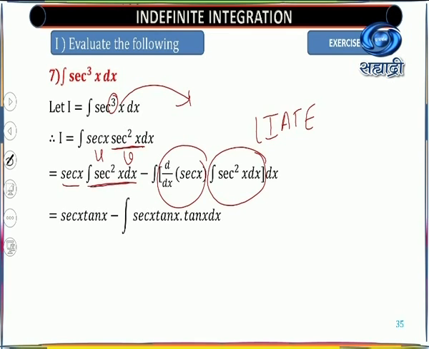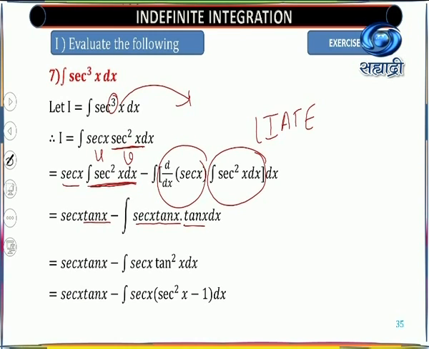Now you know that integration of sec square x dx is tan x. So you got the value as sec x into tan x minus, derivative of sec x is sec x tan x, into integration of sec square x dx, which is tan x, dx. Now what you got here is sec x tan x minus integral of sec x tan square x dx. The tan square x you are able to write using the identity sec square x minus 1. So we'll use this identity here.